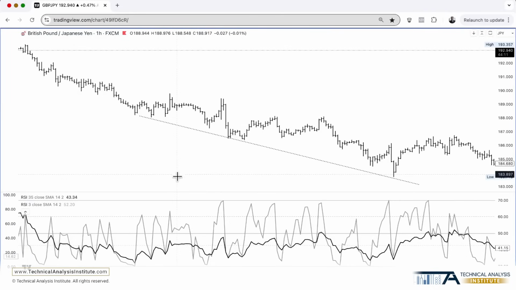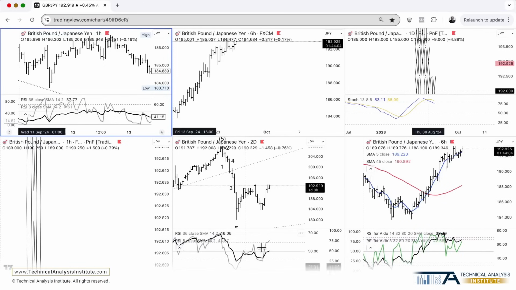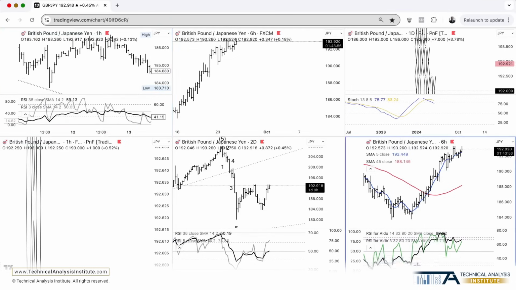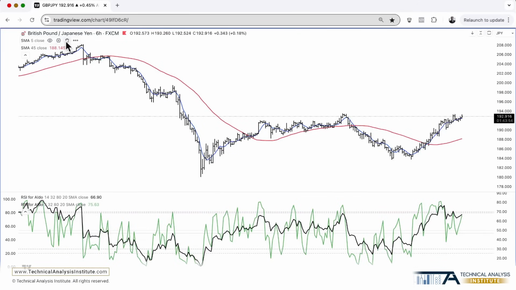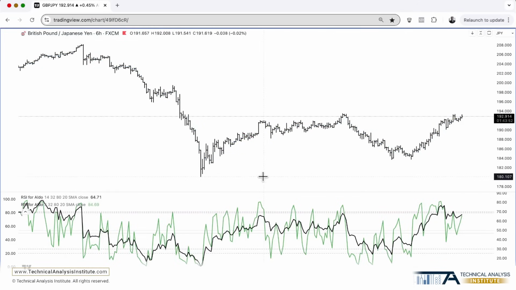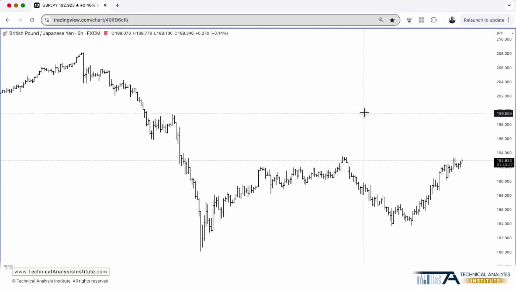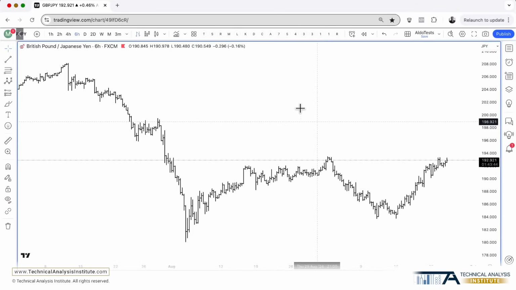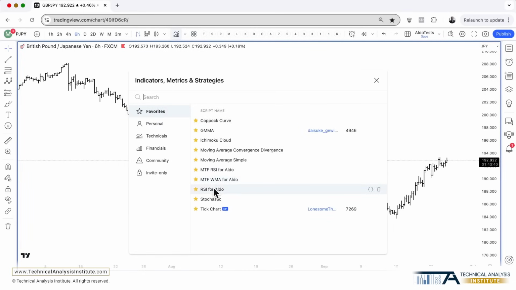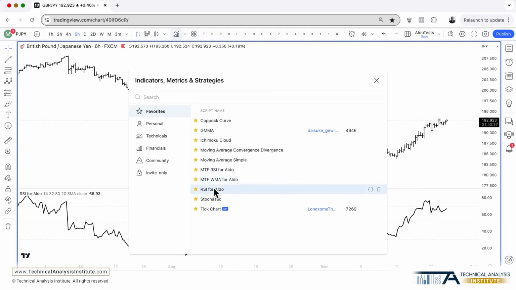Now you may be wondering, well, how do I put these two RSIs there? The way to do that is extremely simple. Let me give you an example. Unfortunately, I have them in all of them, so let's get rid of everything here and let's start afresh. Okay, so let's look for an RSI. Your RSI will say relative strength index.